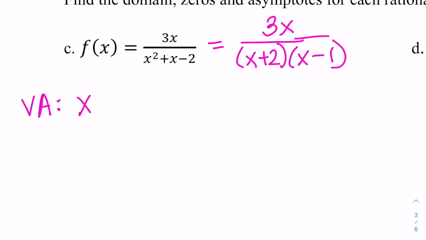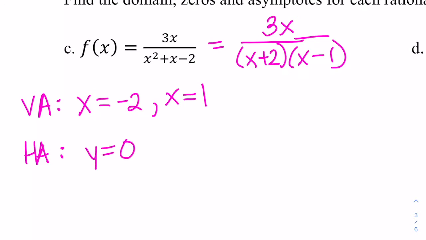So we could say x equals -2, and then make sure you write an equation for the second asymptote, x equals 1. So this one has 2 vertical asymptotes. When we look at the degree, it is bigger in the denominator, less in the numerator. So the horizontal asymptote will be y equals 0.